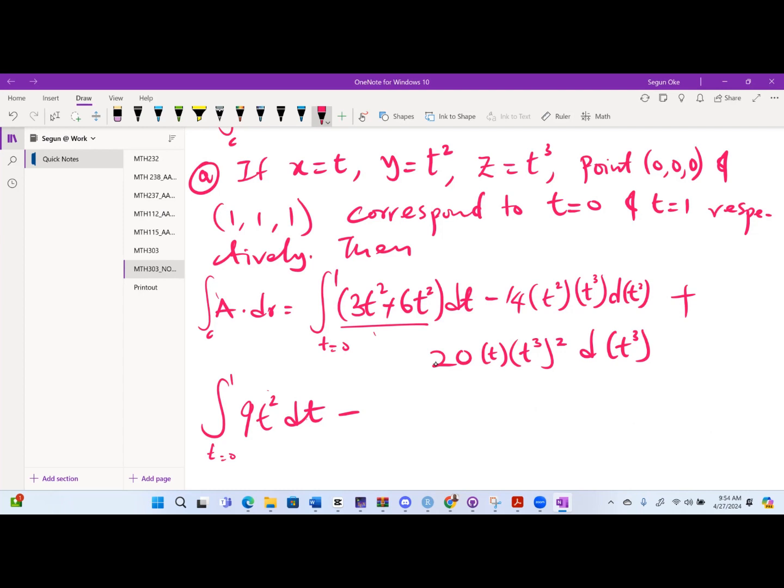So now the second one will be what? Somebody should tell us. 14t raised to power 6 dt. Check it again. 14t raised to power 6 dt. So where do you see 14? The second one. Minus 14t raised to power 5. Okay. Take it again.